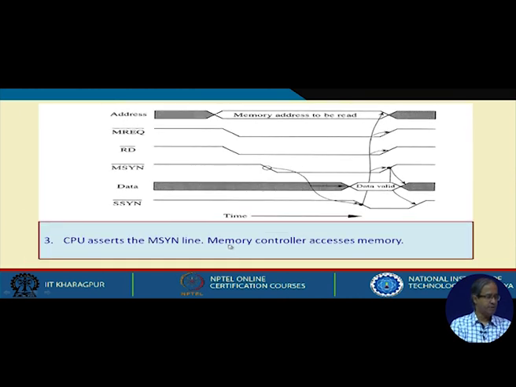Third step, what will happen? The CPU will assert the msyn line. After memory request and read, now msyn, this is a handshaking signal. This msyn will tell the memory system that the CPU is now expecting some data from the memory. This msyn is a signal which is generated by the CPU, right. So, it is asserted after memory request and read are asserted.